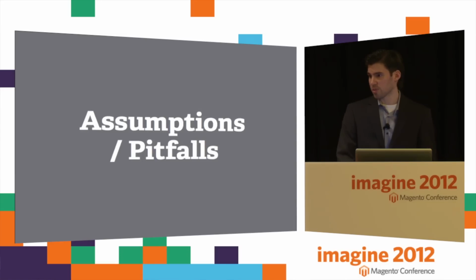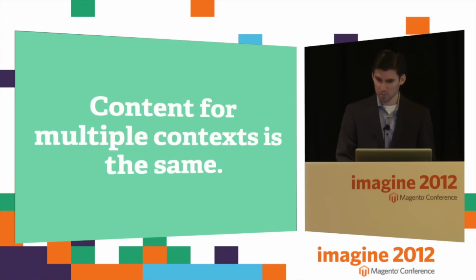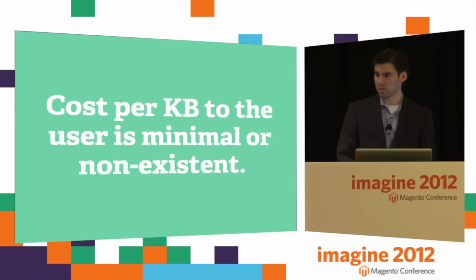There are some common traps in responsive mobile thinking. Content from multiple contexts is the same, which isn't true. I can't tell you that users want X on smartphones and they want Y on desktops. And you can't guess it, or copy it from your competitors. You need to use your analytics data and user testing, because those are invaluable and inexpensive tools to uncover how people use your site. The cost per kilobyte to the user is minimal or non-existent.